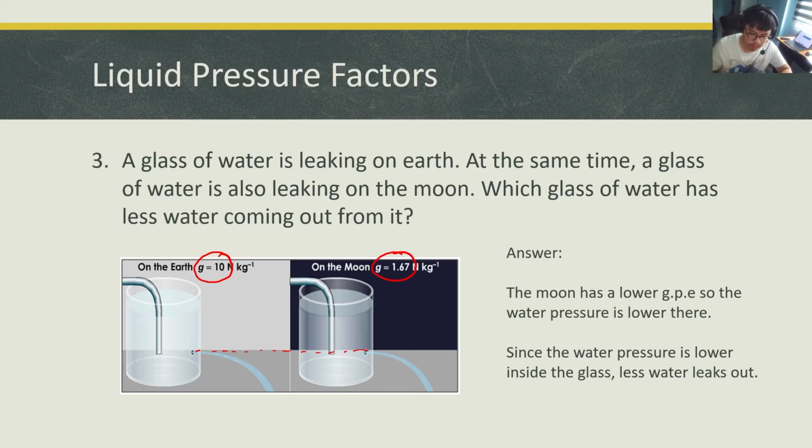Oh, there's a typo here. It shouldn't be GPE. It should be gravitational field strength, GFS. So the moon has a lower gravitational field strength, so the water pressure is lower there. Since the water pressure is lower inside the glass, less water leaks out.